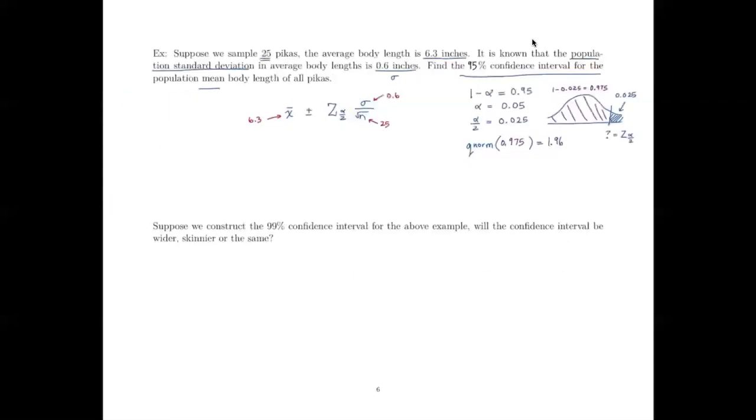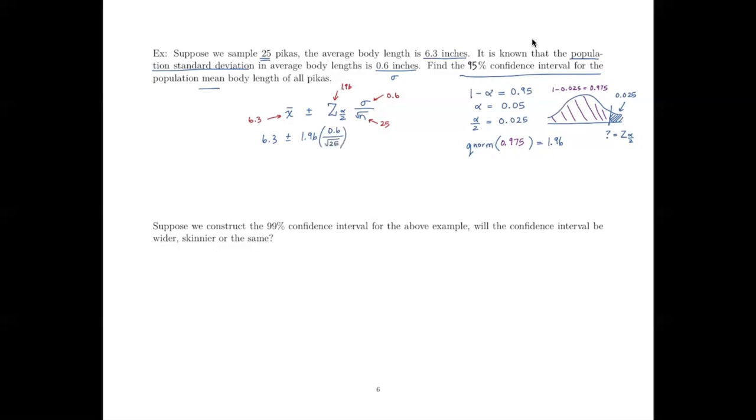Okay, so that's what I'm going to plug in here for z alpha over 2. So this is going to be 1.96. If I were to write this out, I'd have 6.3 plus or minus 1.96 times 0.6 over the square root of 25.